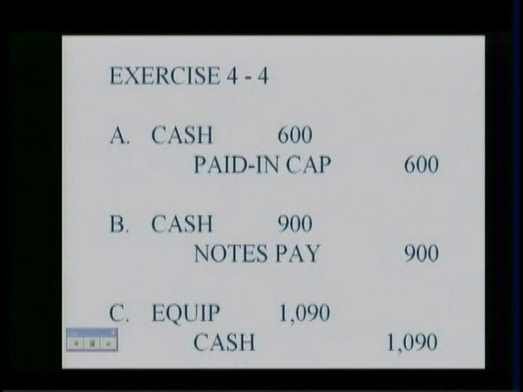Now if an asset decreases, that's a credit. So we would indent it a little bit to the right. We would write cash, and in the rightmost column, we would enter 1,090.